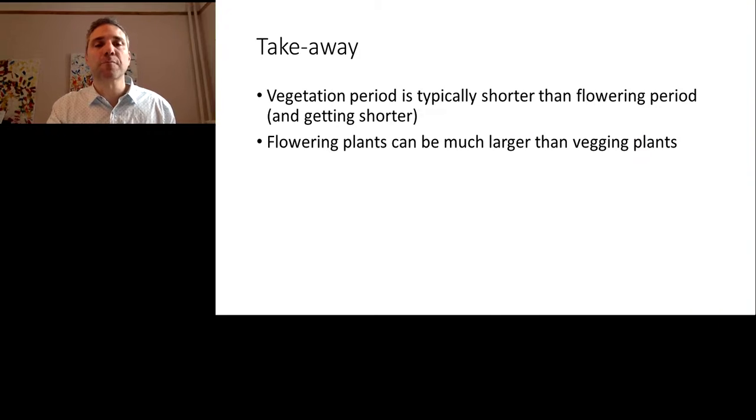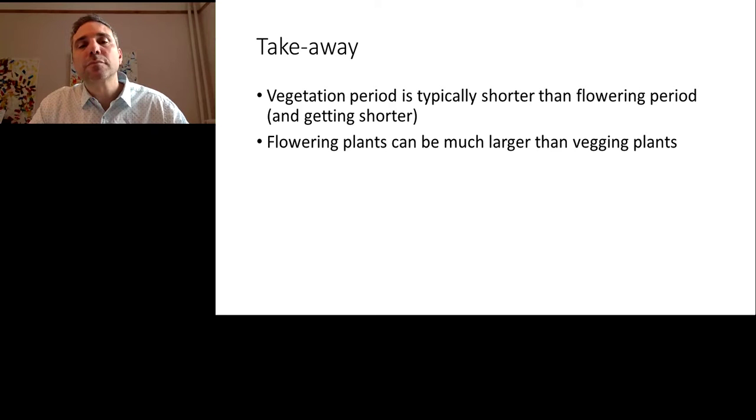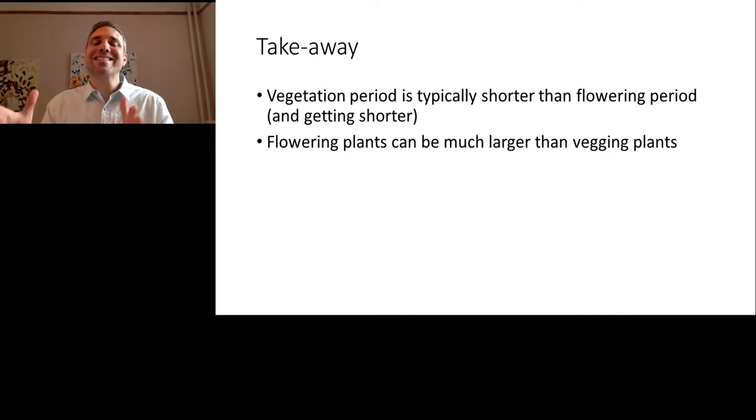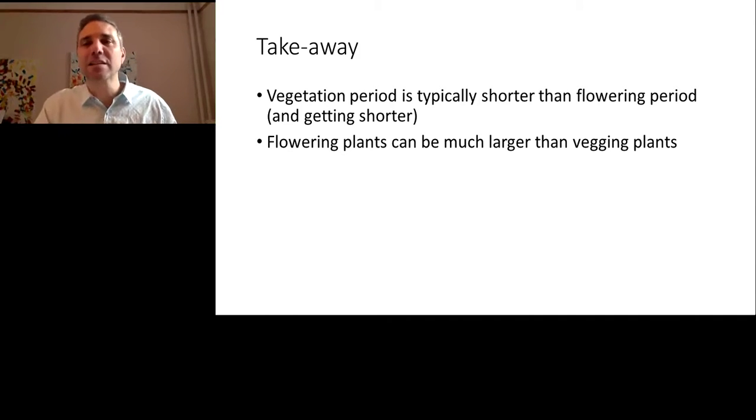So what I want you to take away from this is that the vegetation period is typically shorter than the flowering period. And what we see in the industry is that the ratio of vegetation time to flowering time is getting shorter. I'll give you some insights into why later in the presentation.